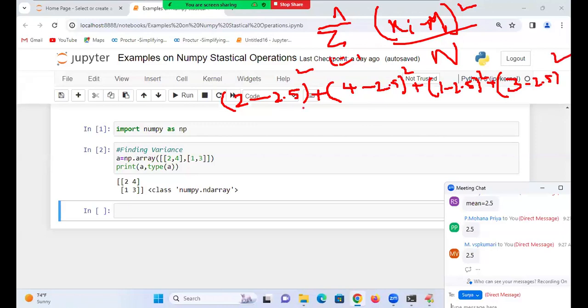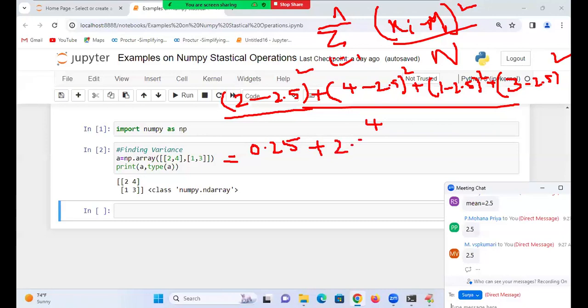Whole square, divided by 4. Yes. 2 minus 2.5 whole square means 0.5 whole square, which is 0.25. Very good. 4 minus 2.5 is 1.5. 1.5 whole square is 2.25.